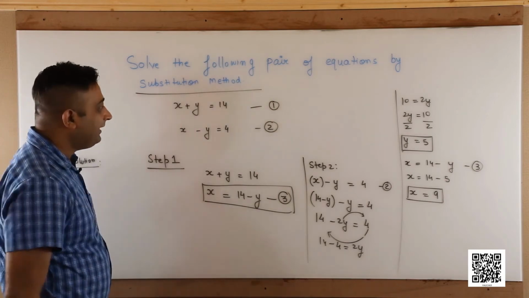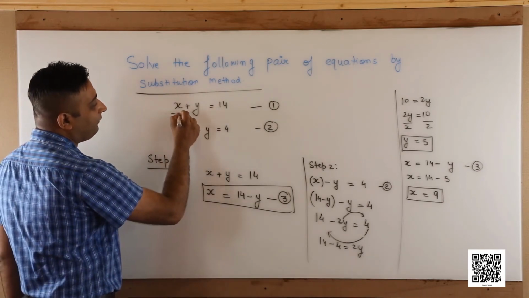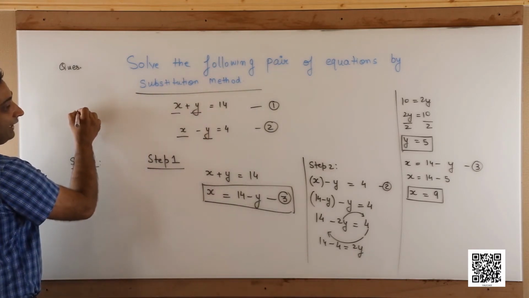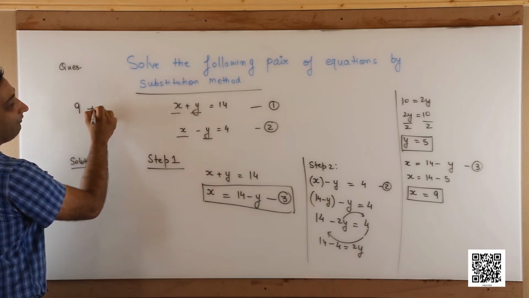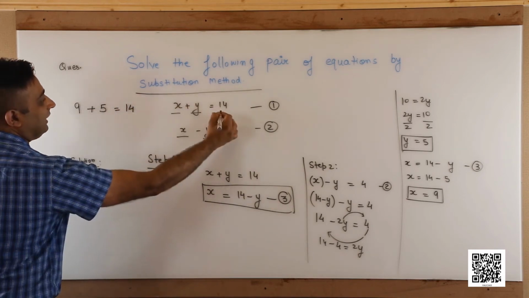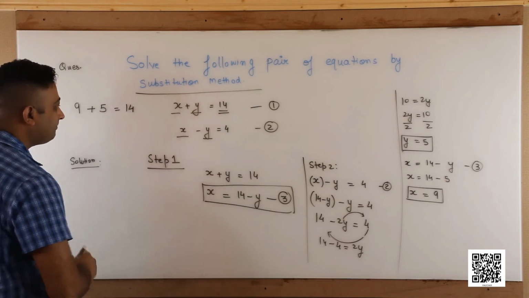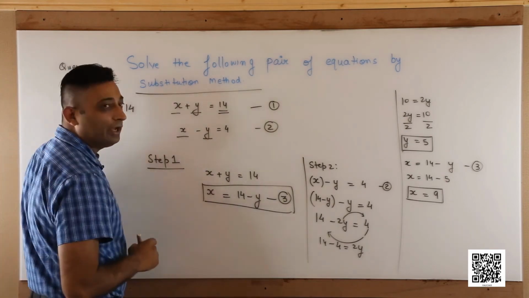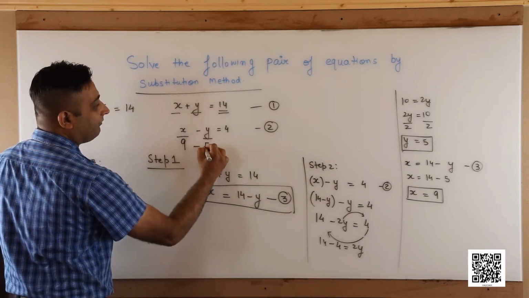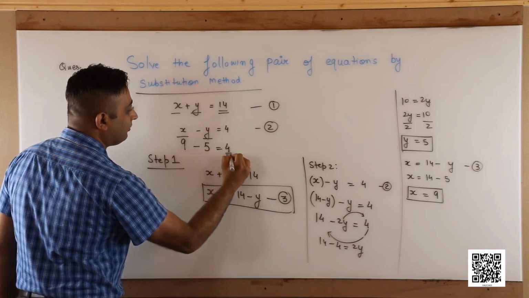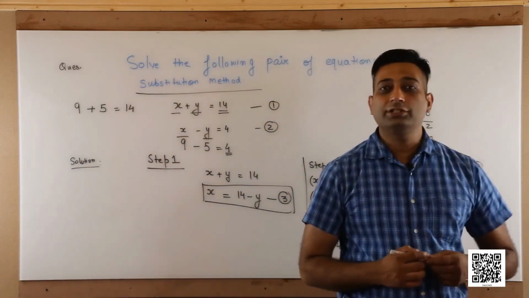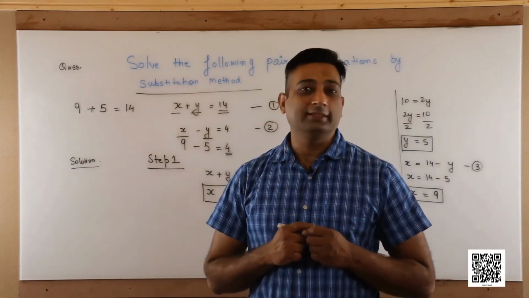We can also verify these values by putting the value of x and y in both the equations. Let us check. In the first equation, if we put the value of x equal to 9 and y equal to 5, we get the left hand side equal to 14, which is equal to the right hand side. Now let us put the values of x and y in equation number 2 and verify. The value of x is 9 and the value of y is 5. We get the answer as 4, which is equal to the right hand side. So we have found the solution of this pair of linear equations in two variables by the substitution method.